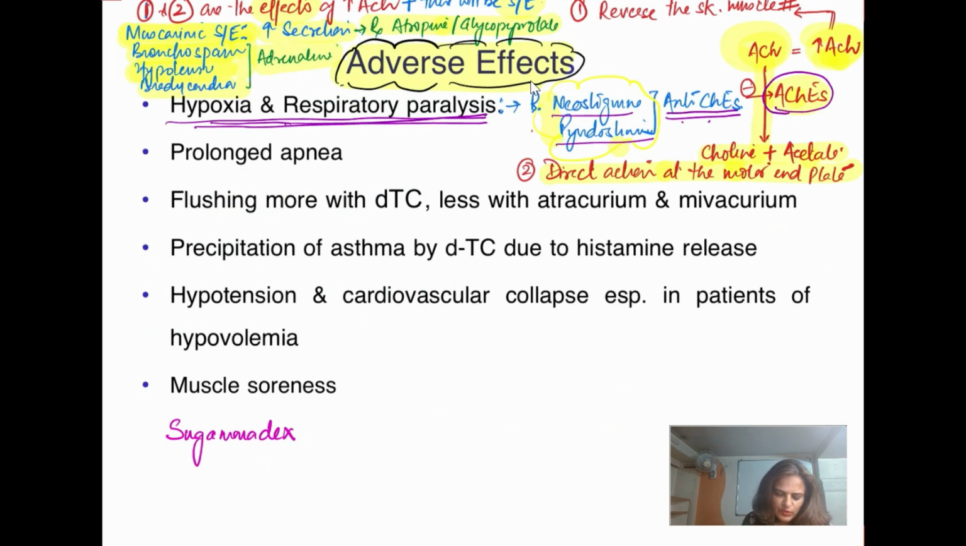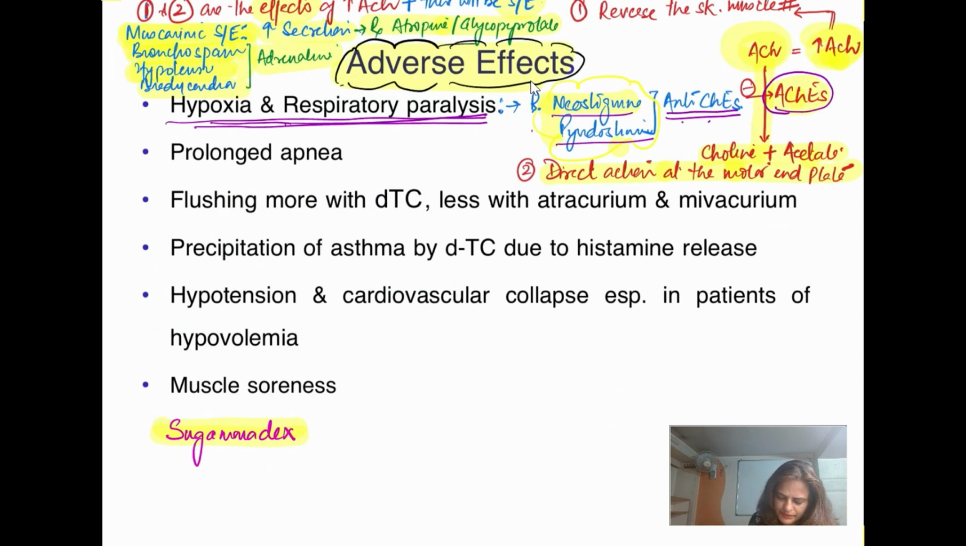So another thing is, because of the muscarinic effects, this neostigmine means the patient has cardiovascular instability. Then is there any alternative? Yes, we have another drug, that is sugammadex. This is the newer one. This is a novel drug.